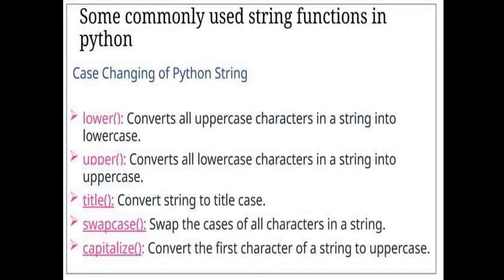So, some commonly used string functions in Python. Lower converts all uppercase characters in a string to lowercase characters. Upper converts all lowercase characters in a string to uppercase characters. Title converts the string to title case. Swapcase swaps the cases of all characters in a string. Suppose it is in lowercase, it will swap all the characters to uppercase. Suppose it is in uppercase, it will swap all the characters to lowercase. Capitalize converts the first character of a string to uppercase.